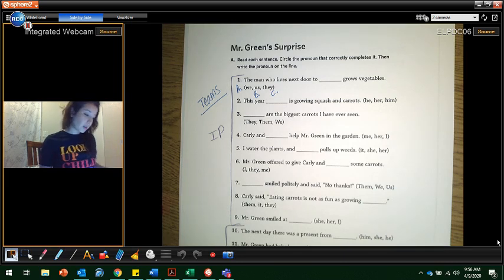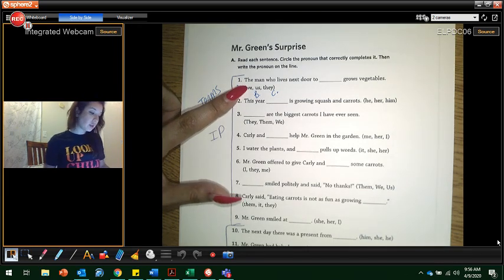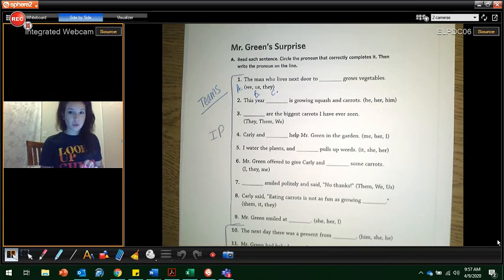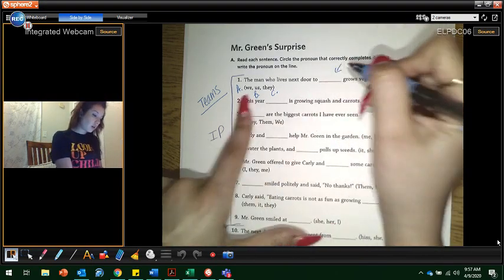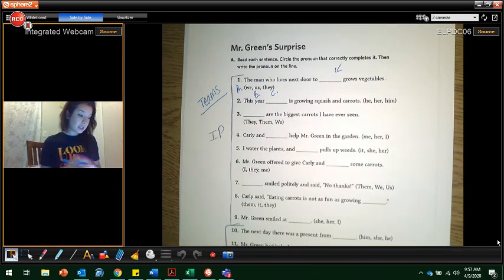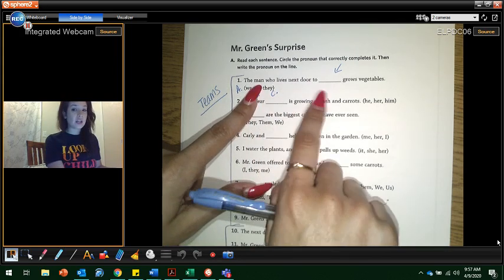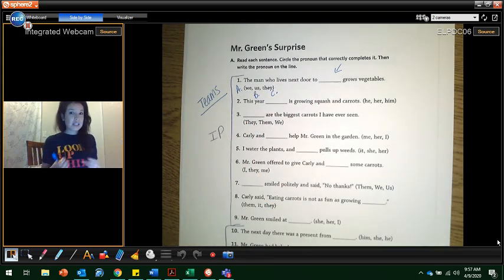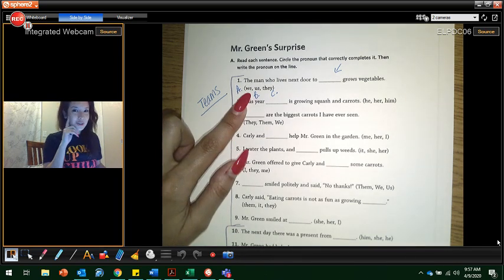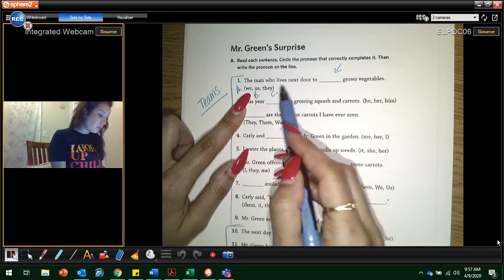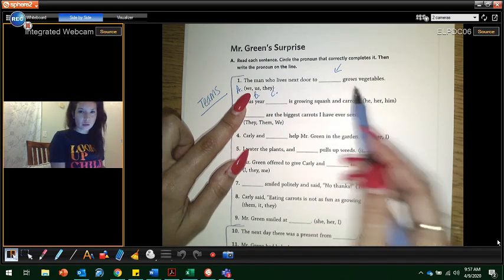Now I want to show you example number 1. The man who lives next door to blank grows vegetables. First of all, do you think these people are receiving the action or giving the action? I think they're receiving, because the man who lives next door to, they're receiving the action. And since "we" is a subject pronoun, you're going to notice it doesn't make sense. Watch. The man who lives next door to we grows vegetables.